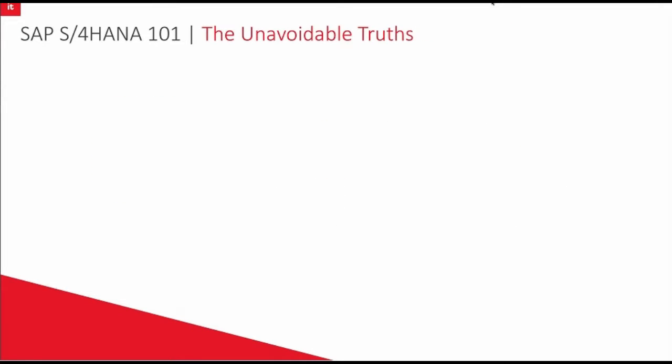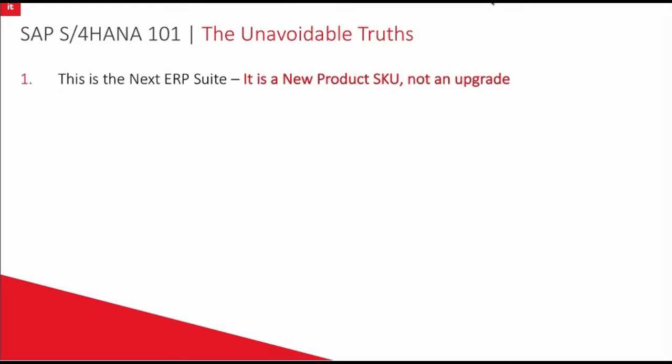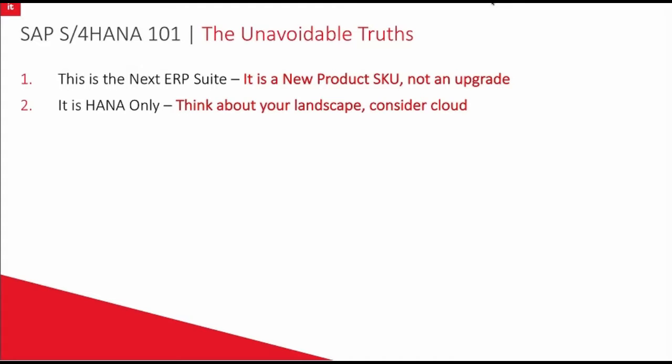So let's just pause for a moment here and think about what we've touched on so far in this 101. So be clear, S/4HANA is the next ERP suite. It is a new product SKU. It is not an upgrade from ECC. It only runs on HANA. So you need to think about your landscape and how you will take HANA into that landscape. You should consider your position as an organization on cloud. Is it the right time for you to consider cloud ERP?